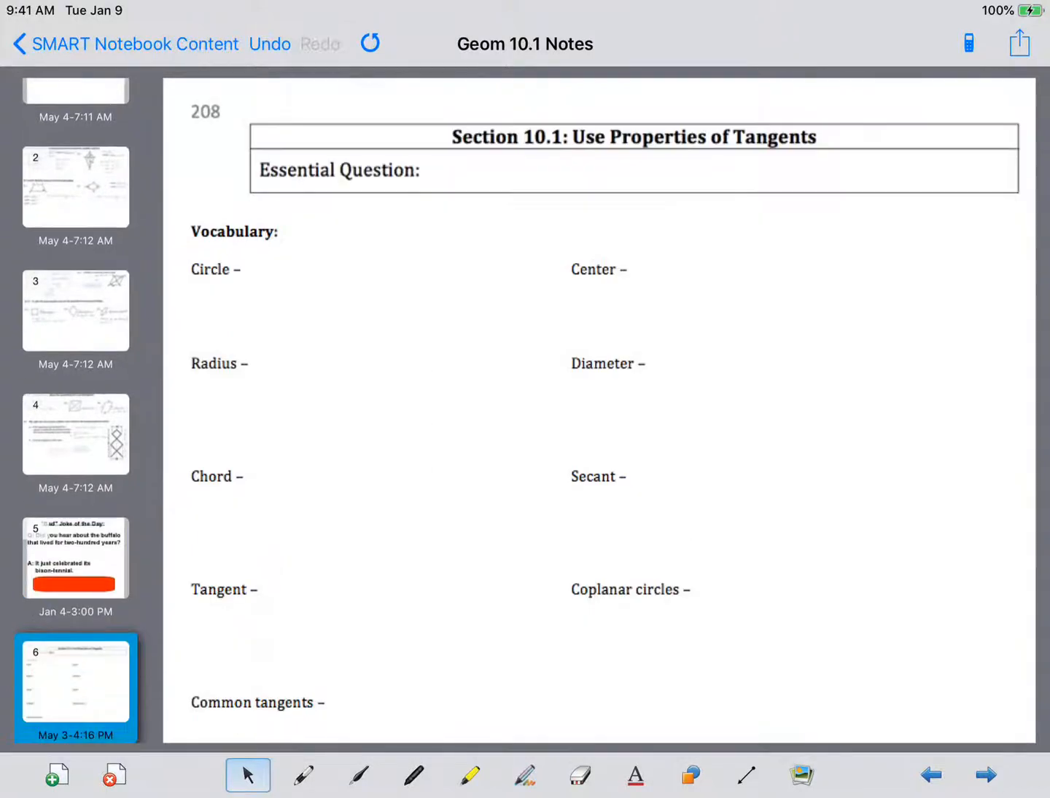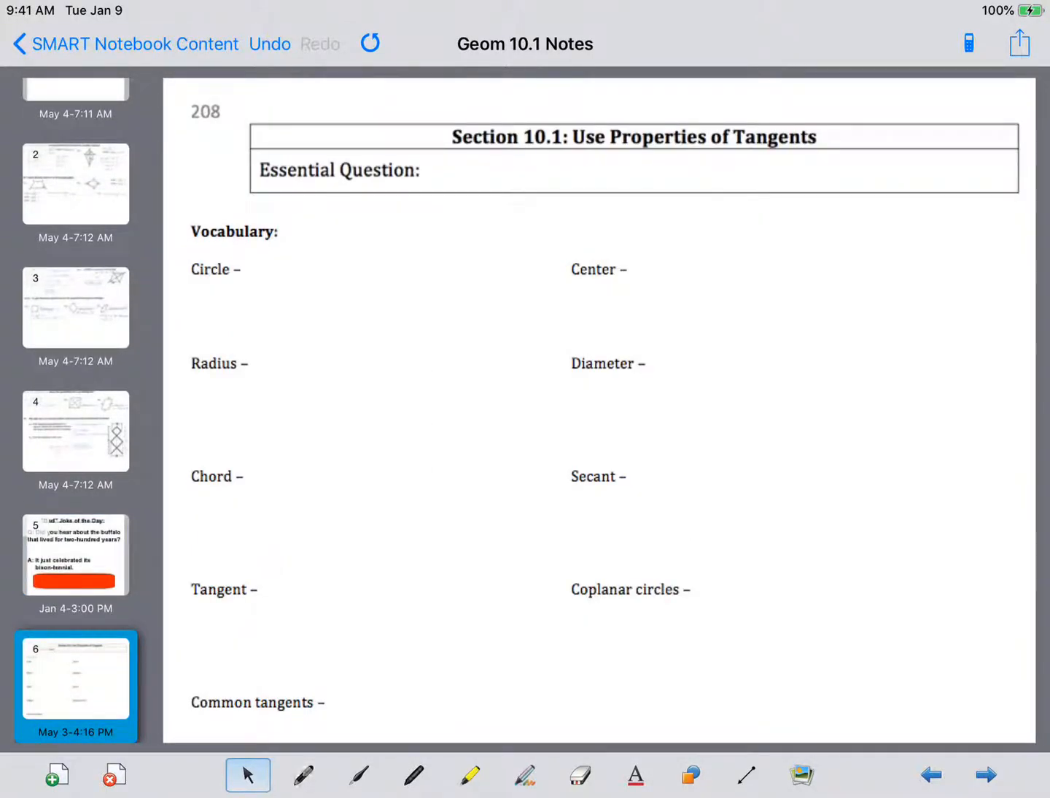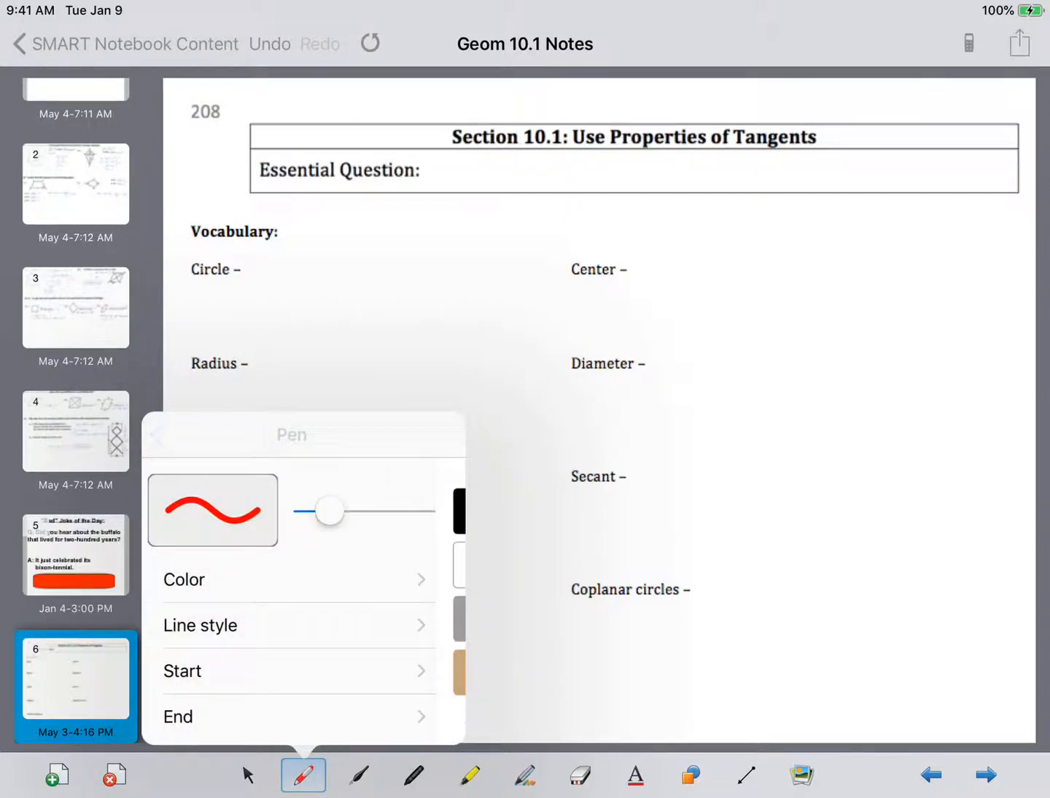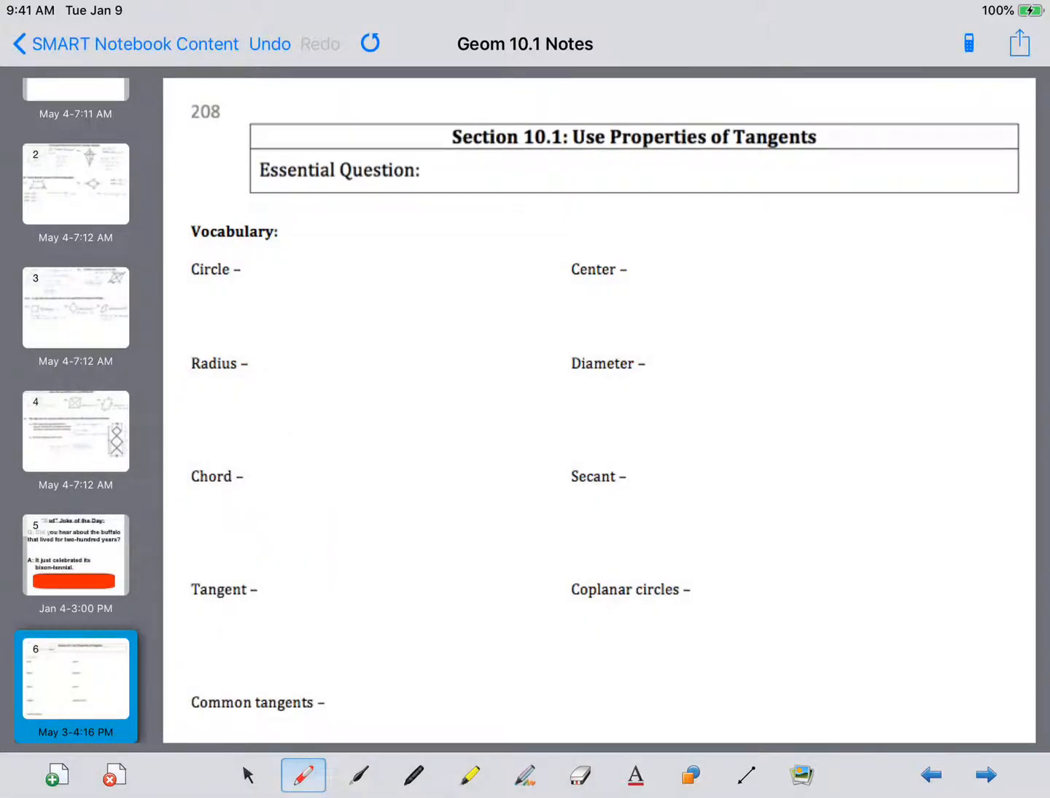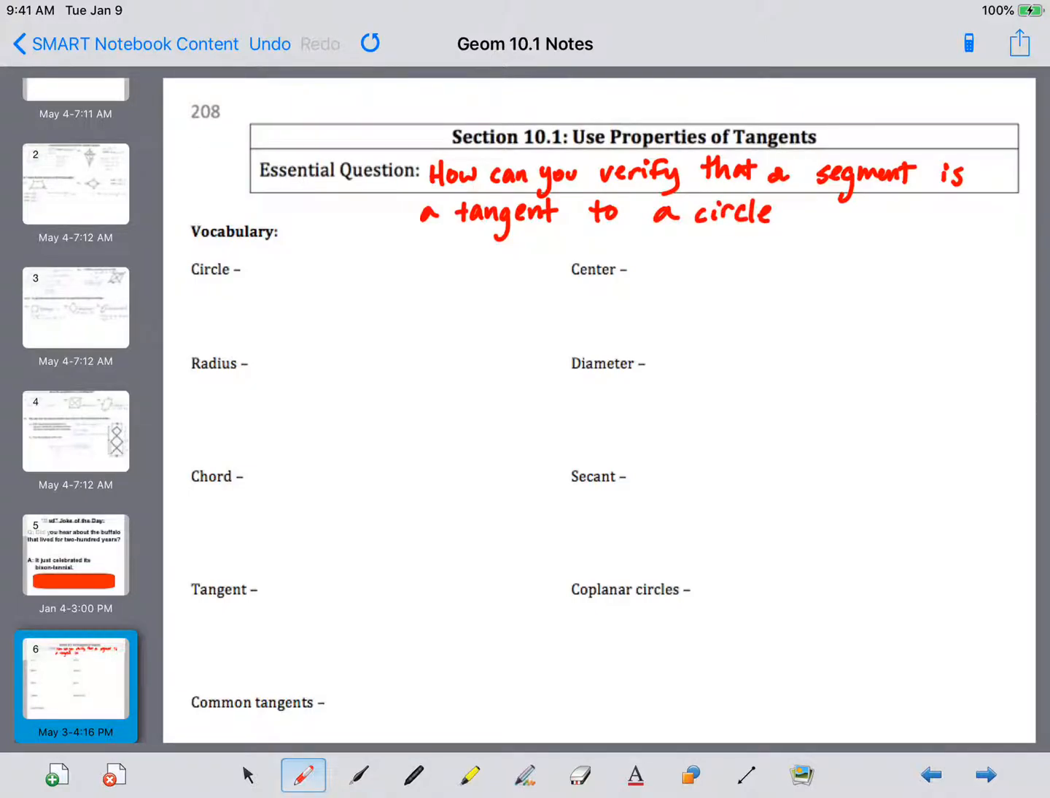All right, well, let's jump into these notes here. Today we're going to talk about properties of tangents and how we can use those to set up equations and find missing lengths. So your essential question is, how can you verify that a segment is a tangent to a circle? We're going to talk about what a tangent is in one of these vocab words down below.